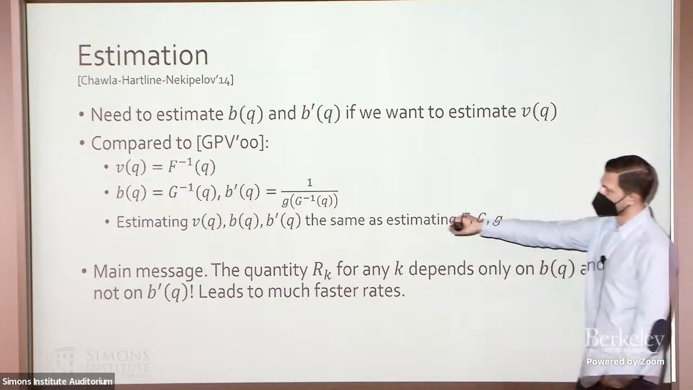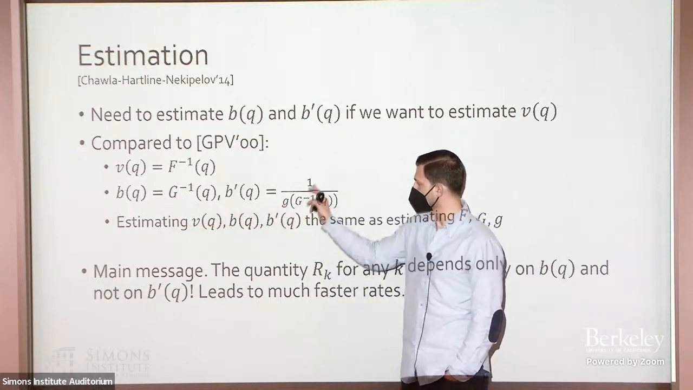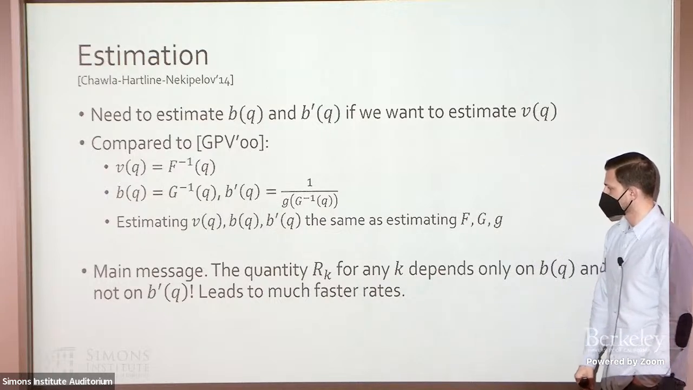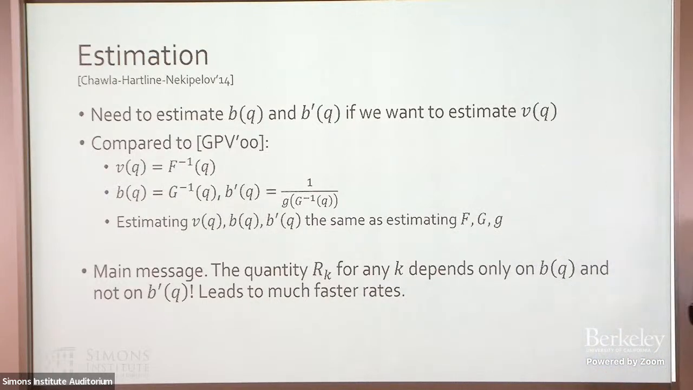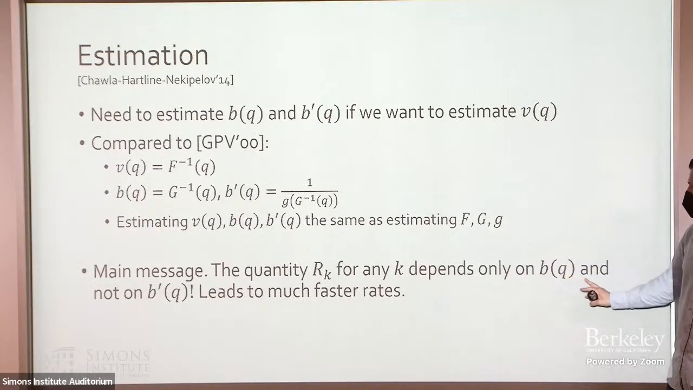So you can see also these mappings here. B of Q is really the inverse of the CDF. B prime is 1 over the density. And so this is like an equivalent formulation as the GPV. So the main message of that paper is that the quantity RK depends only on B of Q and not on B prime of Q, and this will lead to fast rates.